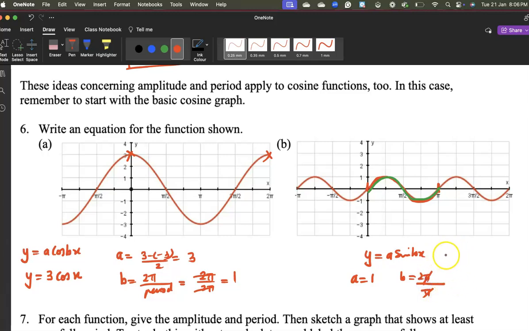So what's the equation? y is equal to 1 sine 2x. Very nice. Get the a, get the b, substitute. Very simple actually. A is the height of the graph. B is 2 pi divided by the period. Period is one cycle. In cos you go from max to max. In sine you start from 0 and see where it's going. This is sine because it's starting from 0. When you start from max, it's cos.